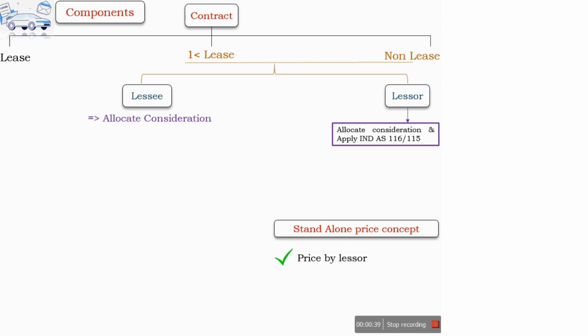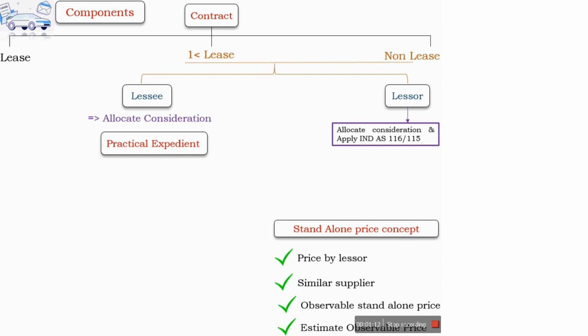We need to determine the stand-alone price based on the price provided by the lessor. And if the price is not provided by the lessor, we need to check for the price with a similar supplier, or we need to check for an observable stand-alone price, or if it is not available, then we need to use our best estimation capabilities to estimate the price. Based on that, we need to divide the consideration using the practical expedient.